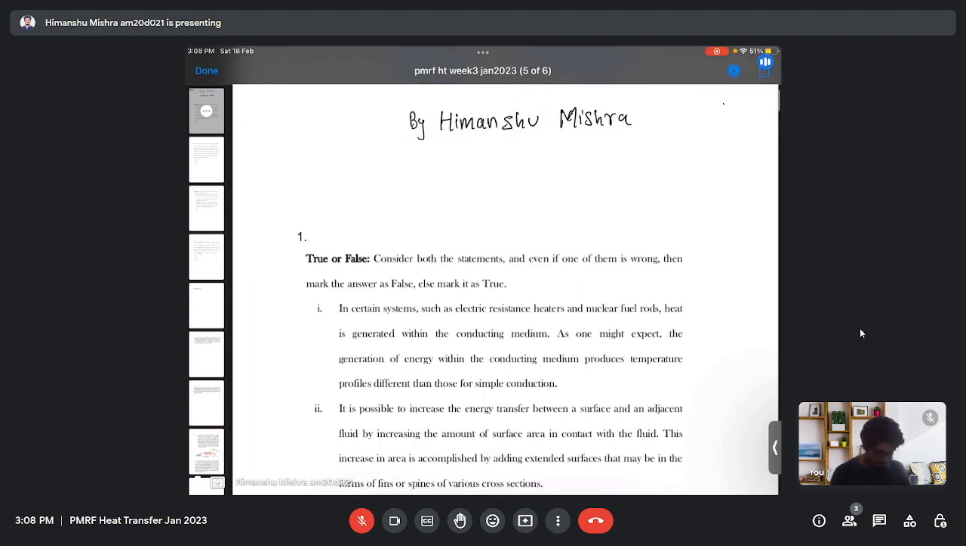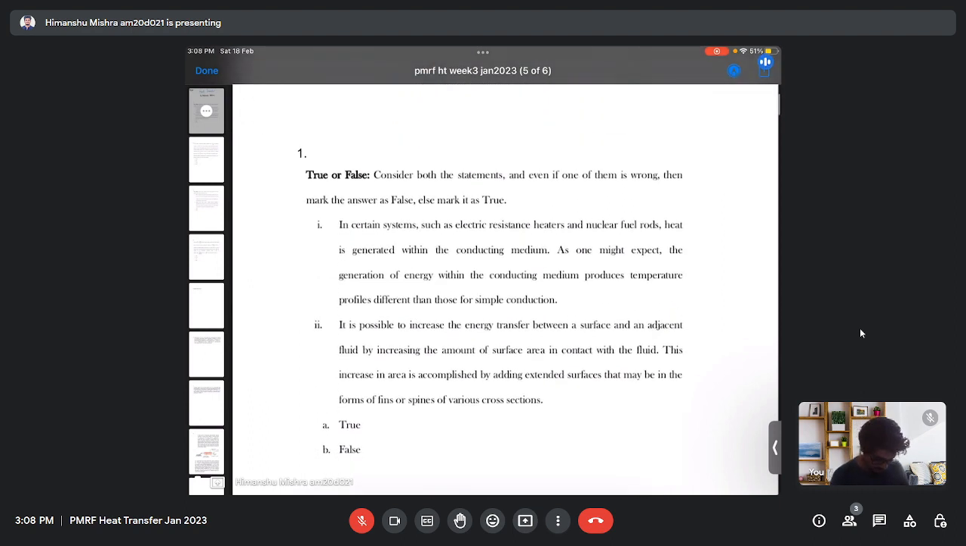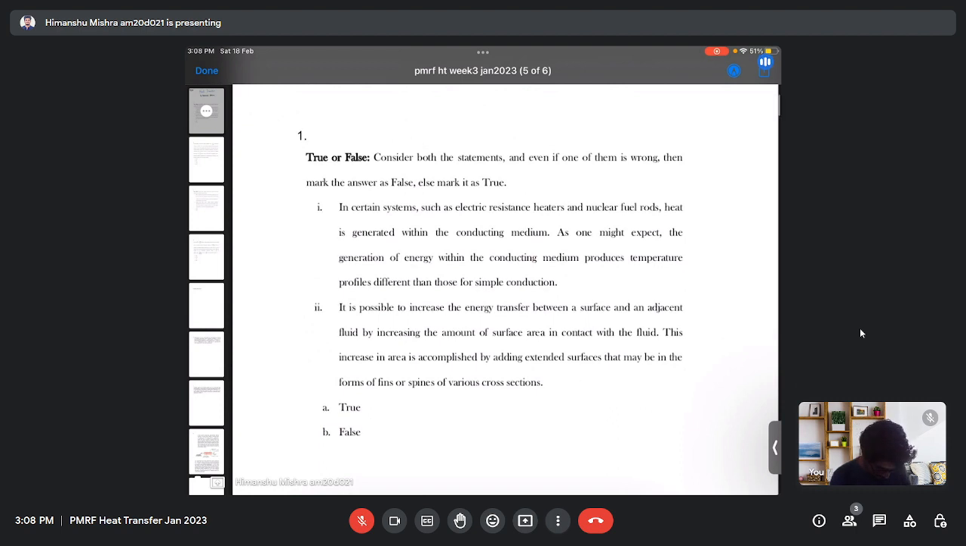So we can start with simple true and false questions. The first question is related to the heat generation problem. We need to identify whether the statement is true or false. The first statement says that in certain systems such as an electric resistance heater or nuclear rod, heat is generated within the conducting medium. As one might expect, the generation of energy within the conducting medium produces temperature profiles different than those of simple conduction. Is this statement true or false?